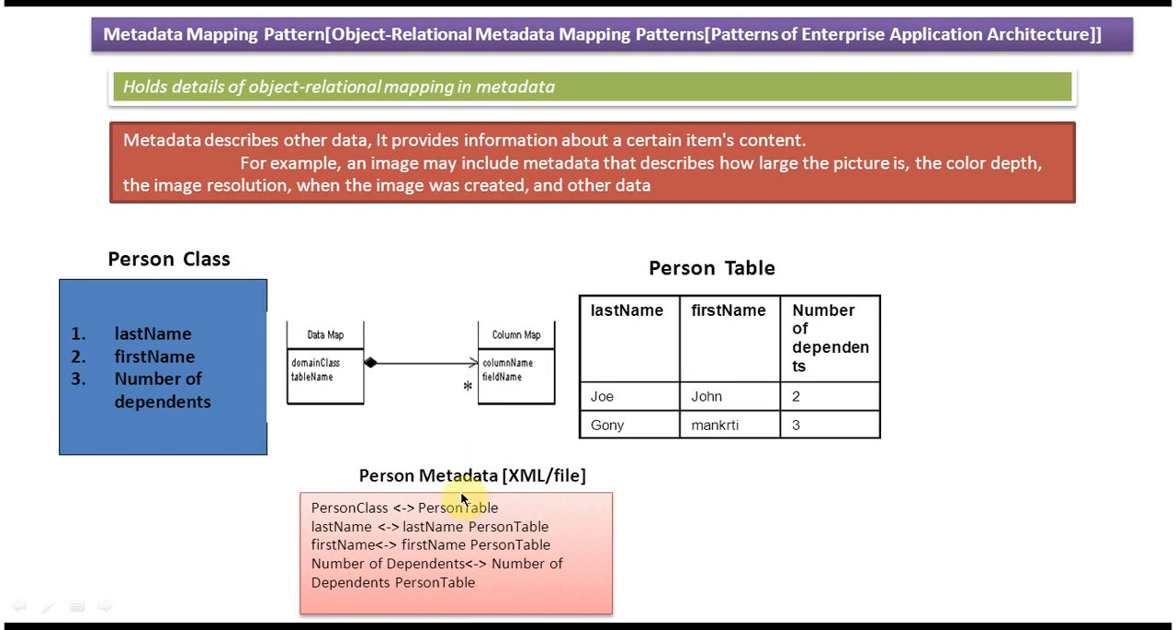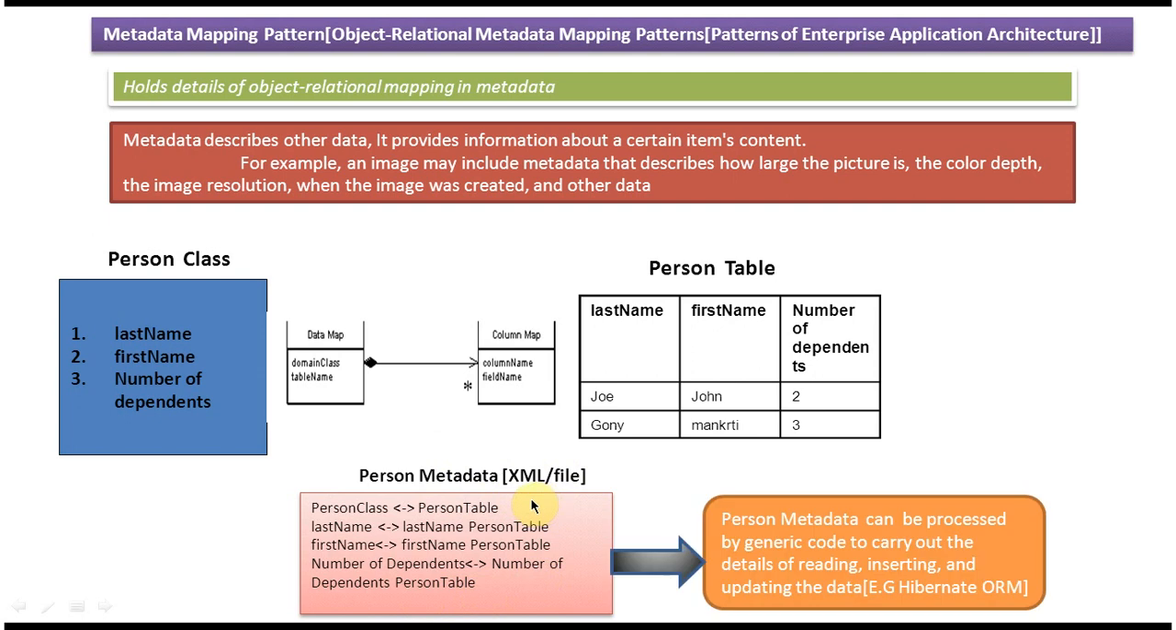So this metadata can be XML or some text file. This metadata file gives the information how the particular domain class is mapped to the particular table, and how each field is mapped to the corresponding column of the table. Okay, so this person metadata, this XML file, can be processed by generic code to carry out the details of reading, inserting, and updating the data. Example, Hibernate ORM. So what does it mean?